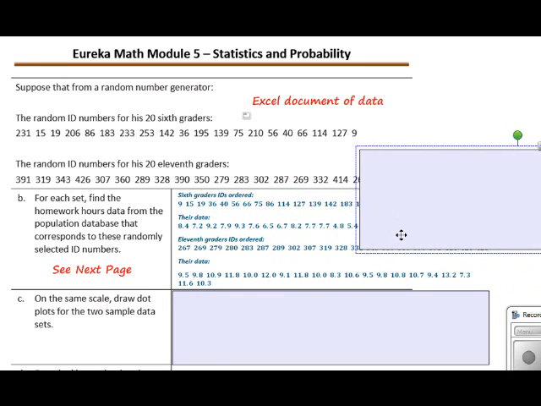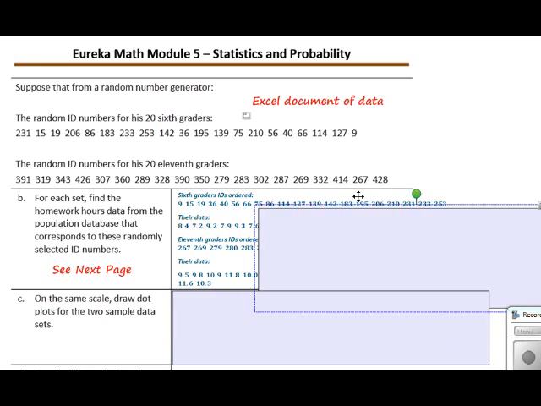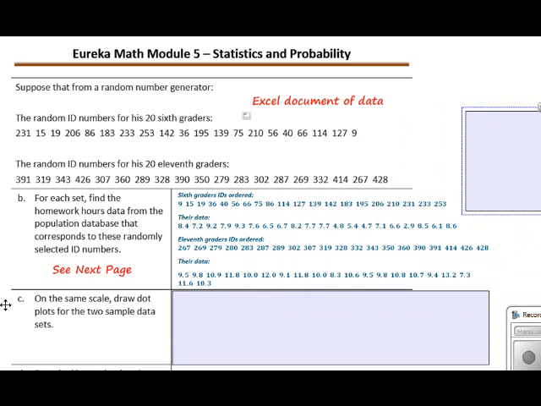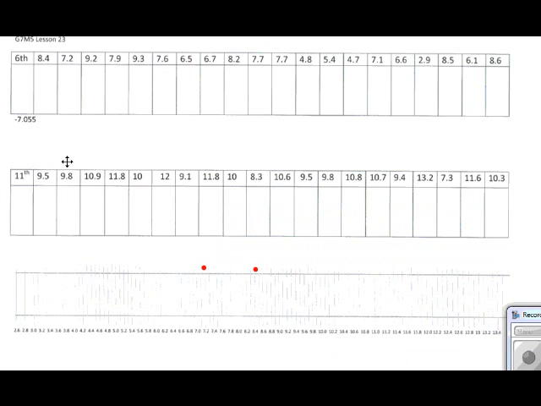So here's what our data looks like for the 6th graders. There are their ID numbers in order, and here is their set of data. Now, I've given you a separate piece of paper with their data written down on it, and we'll use that paper to continue and make their dot plots. Question C. On the same scale, draw a dot plot for the 2 sample data sets. So up here is our data for our 6th graders, and then here is the line for the 6th graders and the line for the 11th graders.